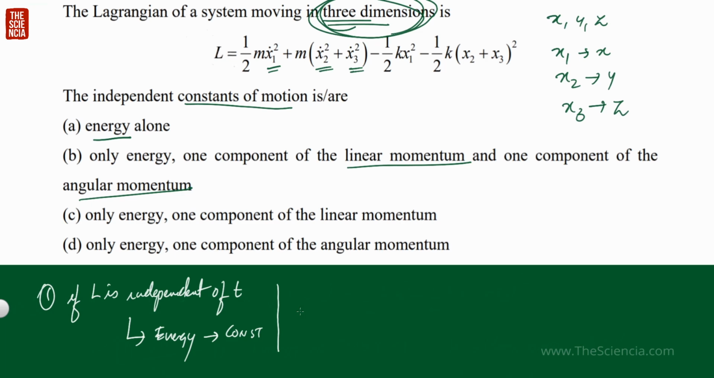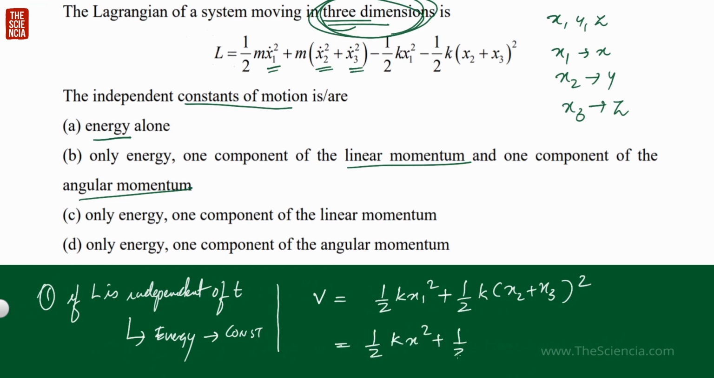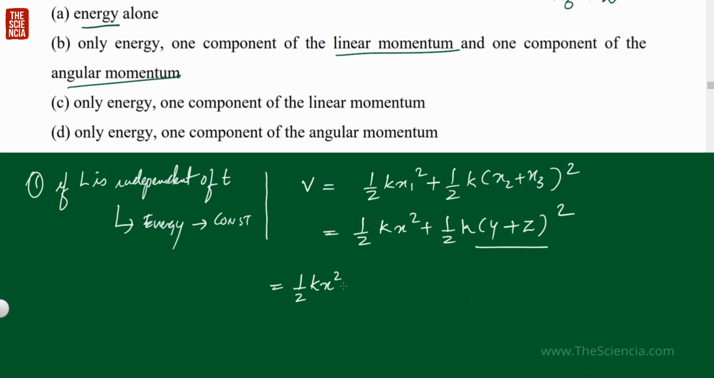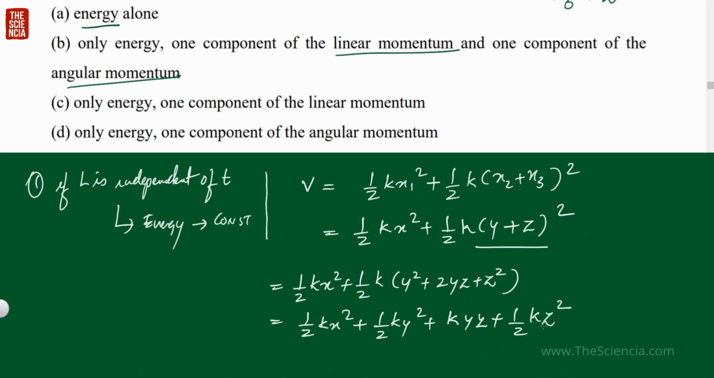Now we have to check whether linear momentum or angular momentum is conserved or not. To use our trick, we need to know the potential. Here the potential is 1/2 k x1² + 1/2 k (x2 + x3)², which is 1/2 k x² + 1/2 k (y + z)². Expanding this term, it equals 1/2 k x² + 1/2 k (y² + 2yz + z²), that is 1/2 k x² + 1/2 k y² + k yz + 1/2 k z².